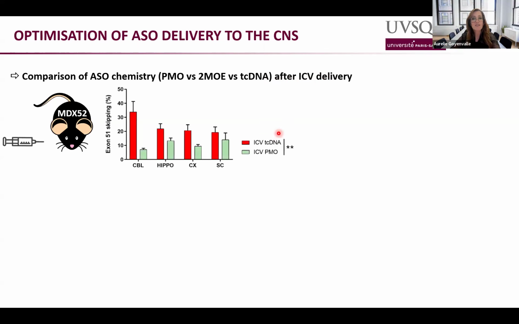Here I'm presenting the results of the direct comparison of tricyclo and PMO. You can see that in both cases, the ICV delivery induced a quite widespread biodistribution of the compounds. We were able to see a nice distribution of either oligo. The levels were always higher with the tricyclo.